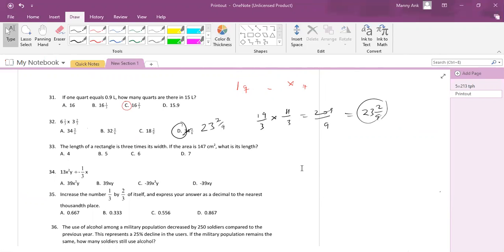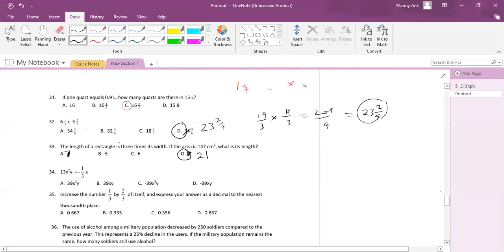All right, and then 33. 33, the answer is 21. I changed that one also on the one I gave to you. I fixed it. Originally, I had 7 here. So this is 21 up. This should be 21 here, and then this should be 7 here. Okay. So the answer that you get should be 21.